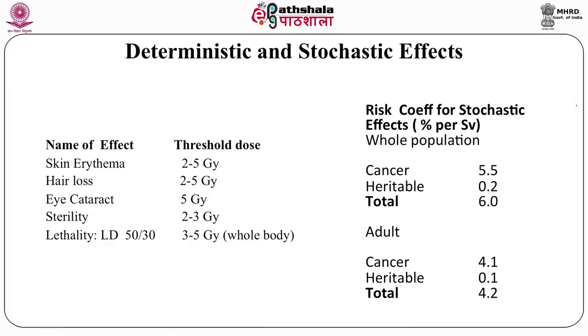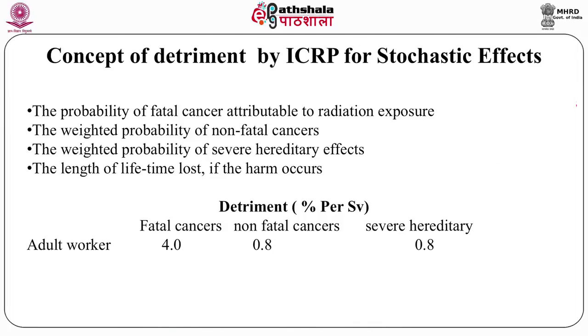Similarly, for probabilistic effects, what are the risk coefficients? For example, for cancer, the risk coefficient is 5.5% per sievert. That means out of 100 people who receive 1 sievert of dose, 5.5 may develop cancer at a later date. Similarly, 0.2 may develop a hereditary effect out of 100 people if they receive a 1 sievert dose. Now, this is the concept of detriment of ICRP for stochastic effects: the probability of fatality attributable to radiation exposure, the weighted probability of non-fatal cancers, the weighted probability of severe hereditary effects, and the length of lifetime lost if the harm occurs. So this all involves the health detriment caused by radiation.